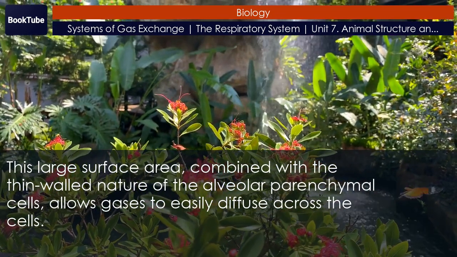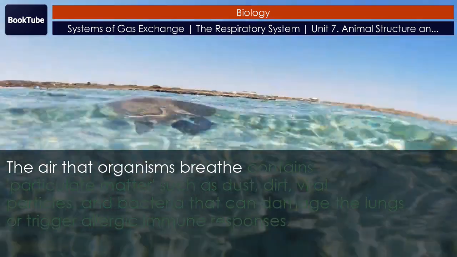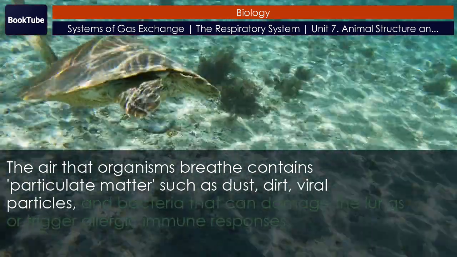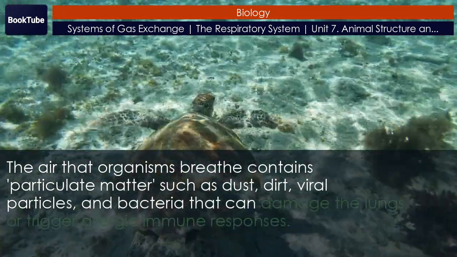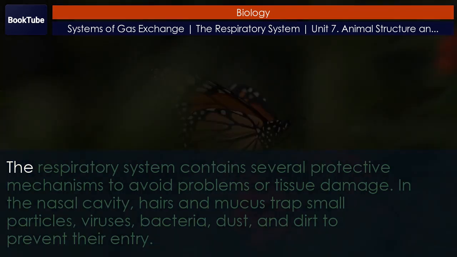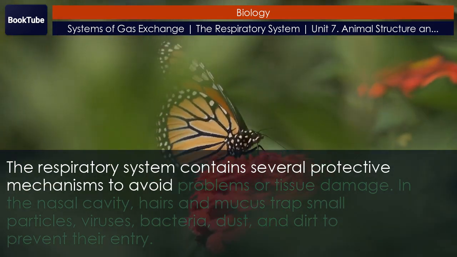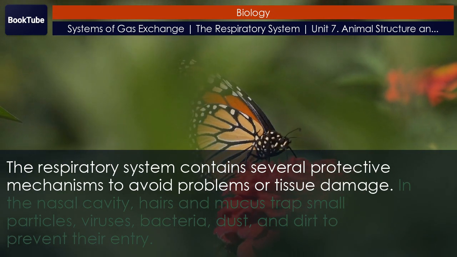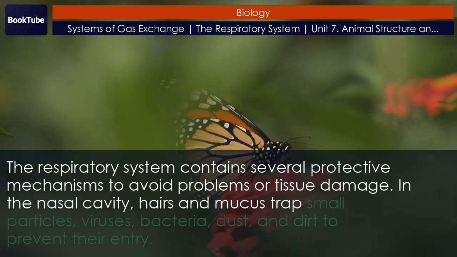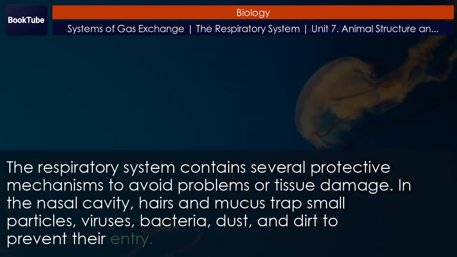Protective mechanisms. The air that organisms breathe contains particulate matter, such as dust, dirt, viral particles, and bacteria that can damage the lungs or trigger allergic immune responses. The respiratory system contains several protective mechanisms to avoid problems or tissue damage. In the nasal cavity, hairs and mucus trap small particles, viruses, bacteria, dust, and dirt to prevent their entry.